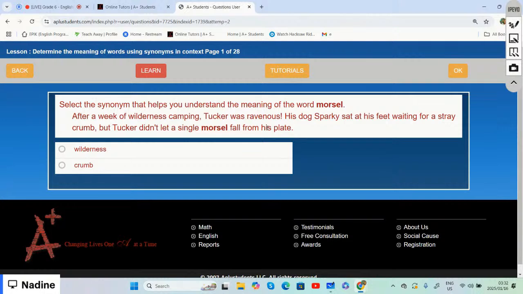We need to select the synonym that helps you to understand the meaning of the word morsel. It says, after a week of wilderness camping, Tucker was ravenous. His dog Sparky sat at his feet waiting for a stray crumb, but Tucker didn't let a single morsel fall from his plate. Morsel, what does it mean? Does it mean wilderness or does it mean crumb?